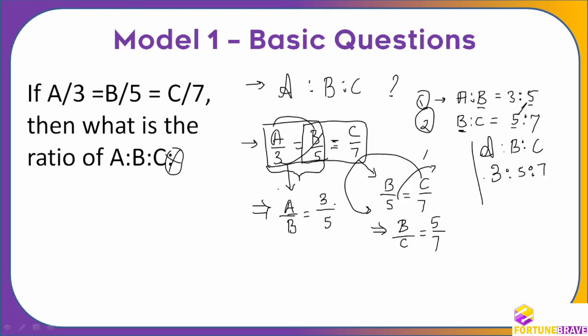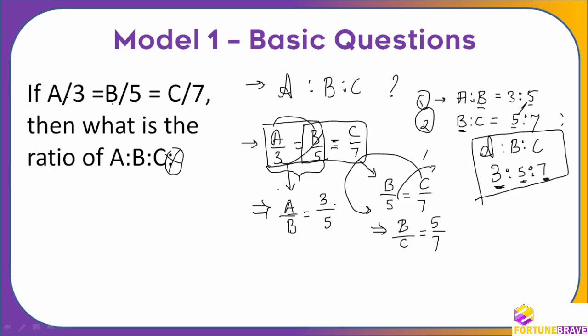Now it's not over. If you are learning properly for competitive examinations, you need to find the shortcut for this. The shortcut is very, very simple. Here, you see, A upon 3 makes the ratio of A 3. B upon 5, the ratio of B becomes 5. And C upon 7, the ratio of C becomes 7.